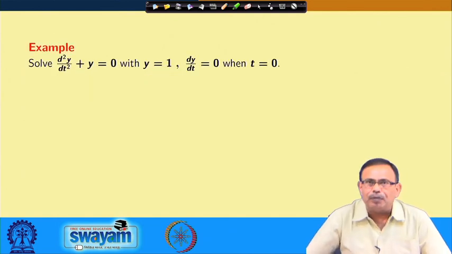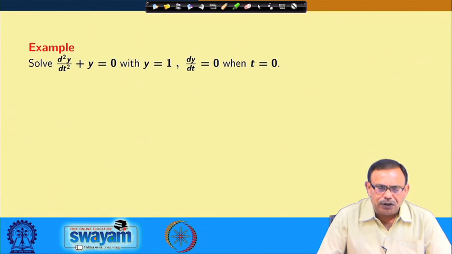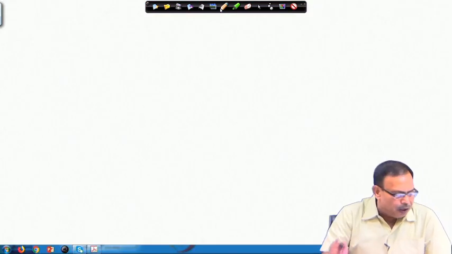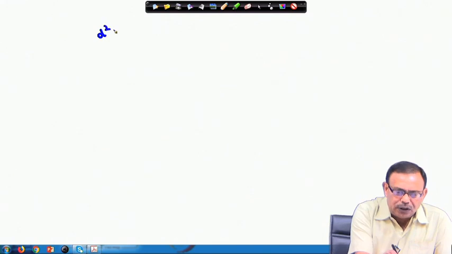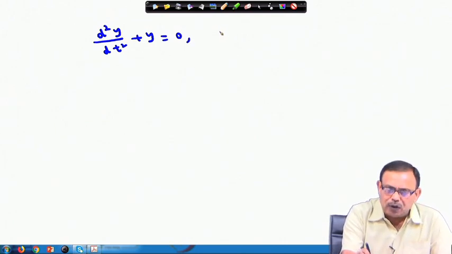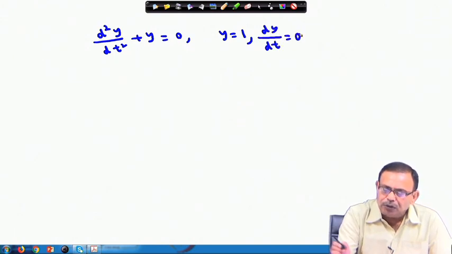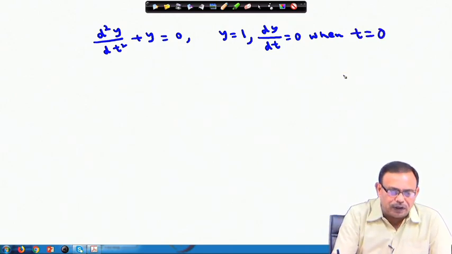I want to solve this problem d2y/dt square plus y equals 0. I am taking a simple problem at first, with y equals 1 and dy/dt equals 0 given when t equals 0. Let us see the solution process. Effectively, your problem is d2y/dt square plus y equals 0, and it is given to you y equals 1 and dy/dt equals 0 when t equals 0. This is given to us.